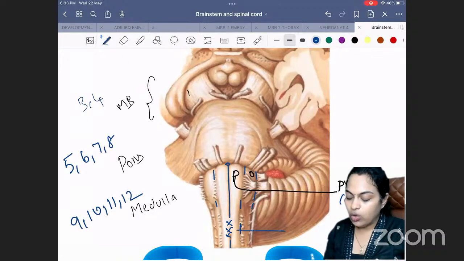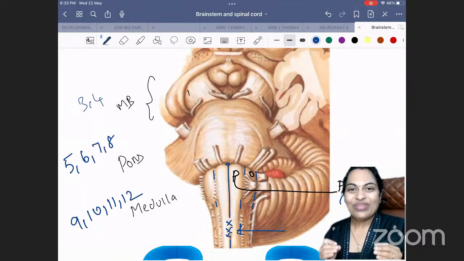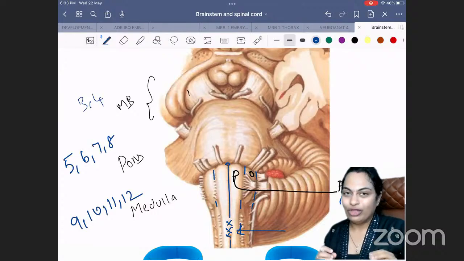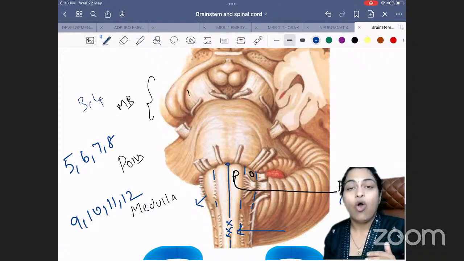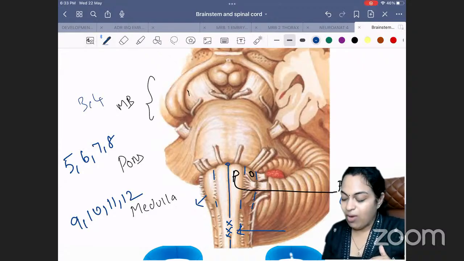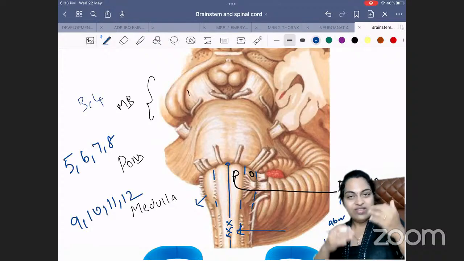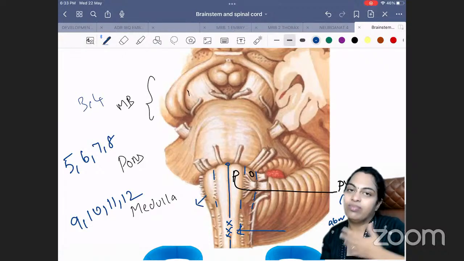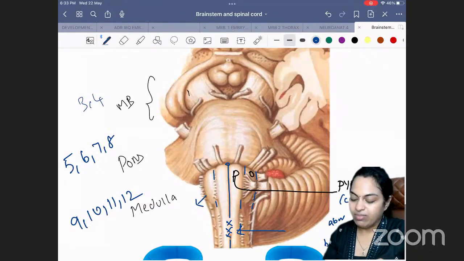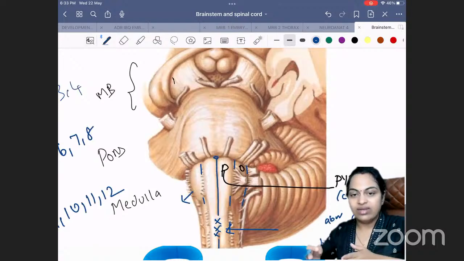And I told you at the lower end, it's going to cross. So if there's a lesion of the corticospinal fibers above the crossing, then the hemiplegia will be on the opposite side. If it is below the crossing, then it will be on the same side. You understood? Once it is crossed, then same side hemiplegia. Before crossing, if the fibers are involved, then it will be contralateral hemiplegia. That's about the pyramid. Now coming to the anterolateral sulcus.